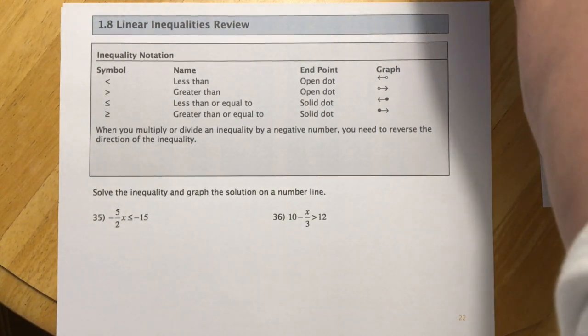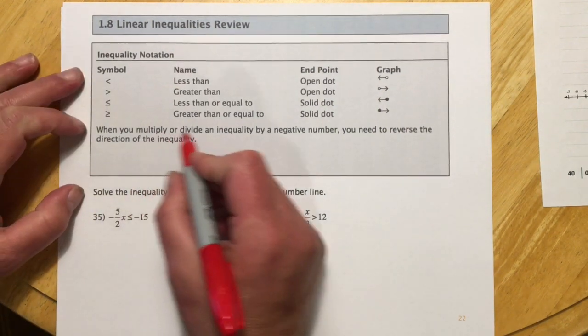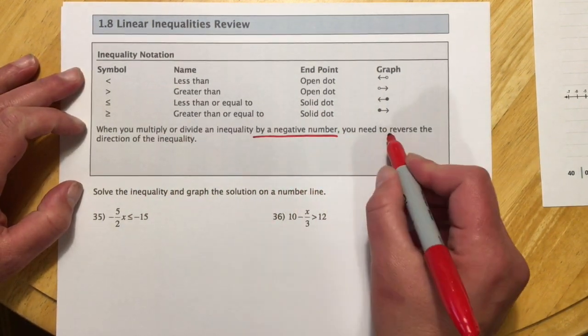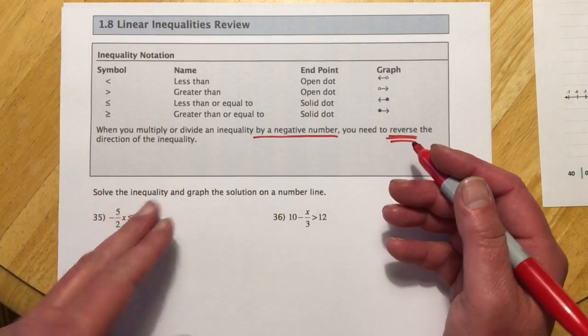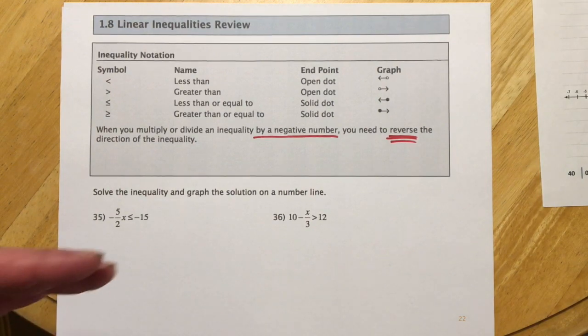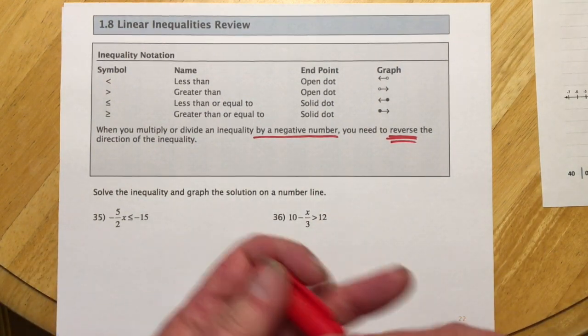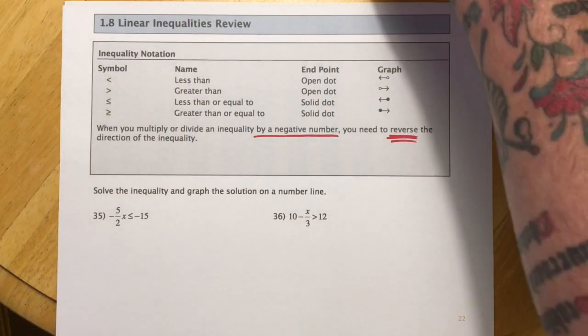There is one important exception to that, and that is when you multiply or divide by a negative number, you need to reverse the direction of the inequality, right? So when I multiply or divide by a negative, it flips the inequality, and we just have to remember that. It's usually right at the last step on the problem. So solve the inequality and then graph the solution on a number line.